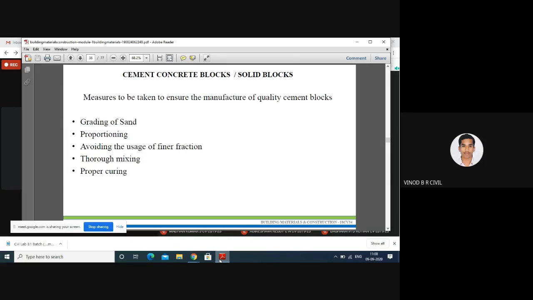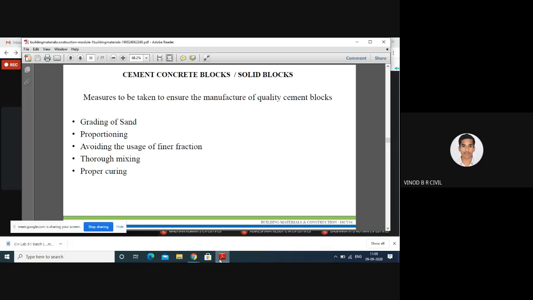In that finer we can expect silt and clay content. When the silt and clay content is rich in a material, we can expect small cracks, shrinkage cracks, in a structure or in a block. To avoid the finer fraction, the material passing the 75 micron sieve, we have to minimize the usage of it.